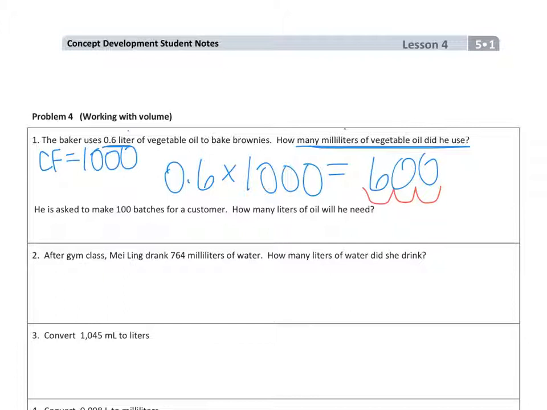But then he's asked to make 100 batches for a customer. How many liters of oil will he need? All right, they're trying to trick you there. How many liters? So are you using this number? No, you are not, because that's milliliters. So you're starting up here. So let's see, 6/10. If he's asked to make 100 batches, so if I use 6/10 for every batch, then I know that I just have to multiply by 100. You take it from there. You can do the rest.